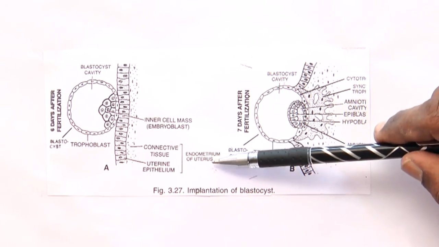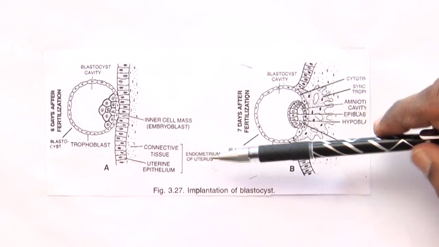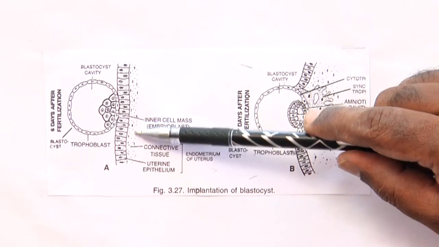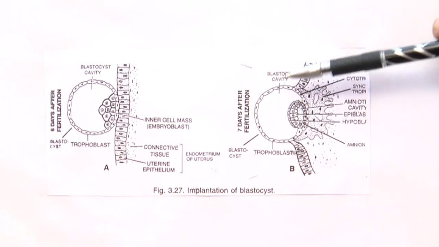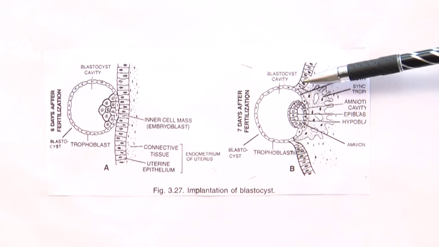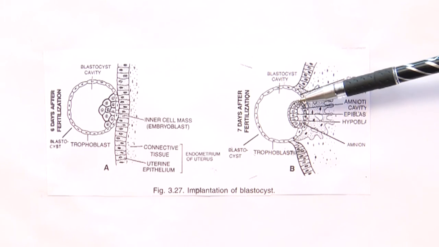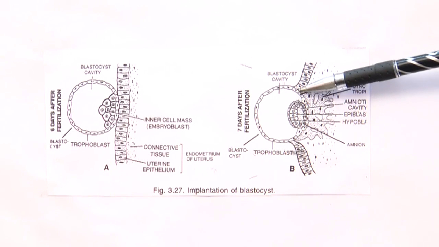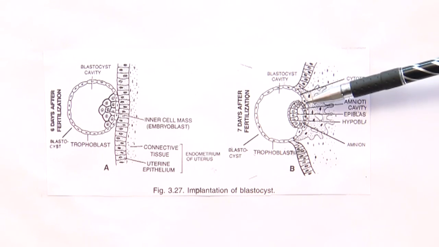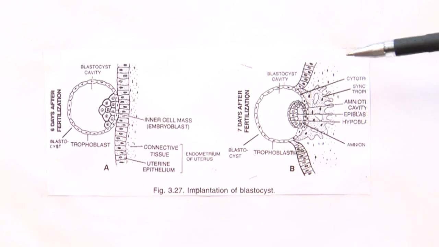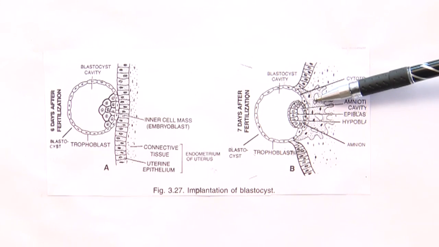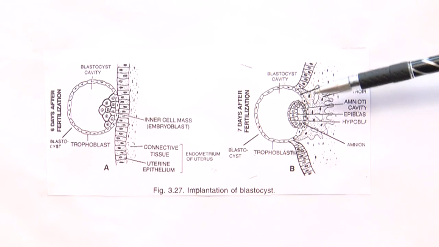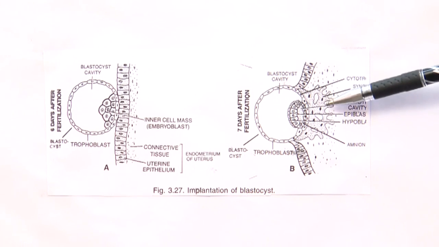So here you can see the structures of the endometrium of the uterus. These are the connective tissues, and this is the uterine epithelium. And as I said earlier, on the 7th day, the blastocyst gets implanted. So first what happens is the blastocyst starts sinking into the endometrium. Here you can see it is sinking, and at the area of contact between the trophoblast and the uterine wall, the trophoblast gets differentiated into 2 layers.